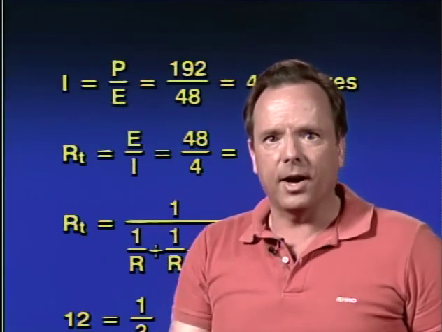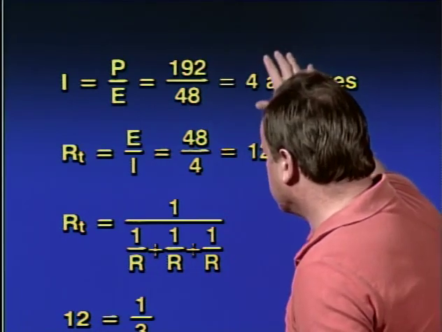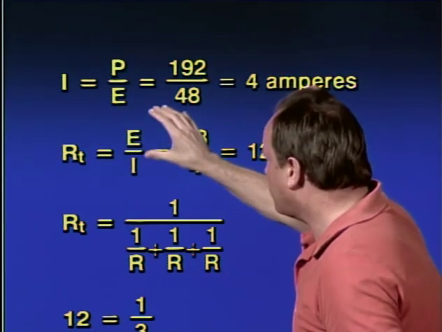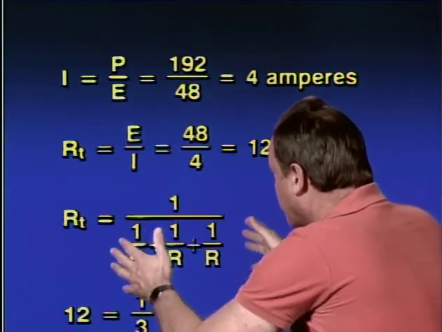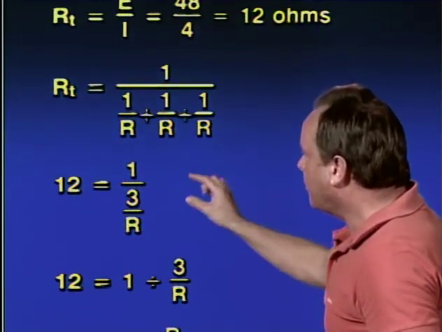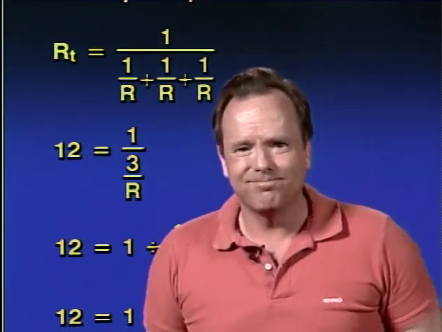All right, so what we did first of all is figure out the current for the entire circuit. Then we figured out the resistance for the entire circuit. Then we used the formula for parallel resistance, parallel circuits, and then we found out the value of R, which is each one of those resistances. You guys have got it made. You're doing fantastic. All right.